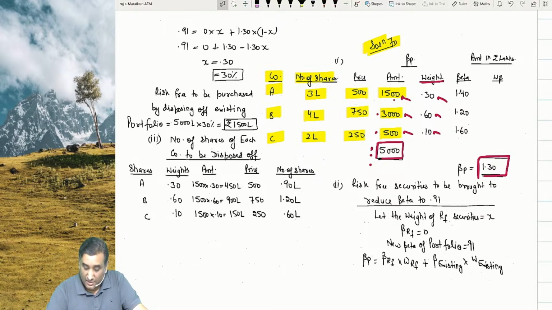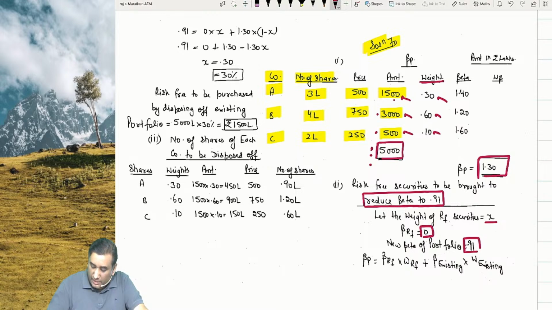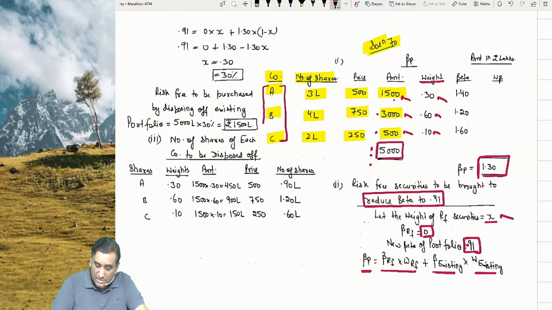Second part he says is that risk free securities are to be brought in so that the beta is brought to 0.91. Let the weight of the risk free be X. The beta of the risk free and the beta of the existing portfolio. Now, if X represents the weight of the risk free, the weight of the balance A, B, C is 1 minus X, because he is not changing the total amount of 5000. Within that amount only shuffling is happening.